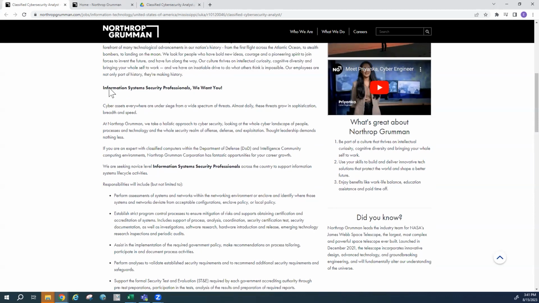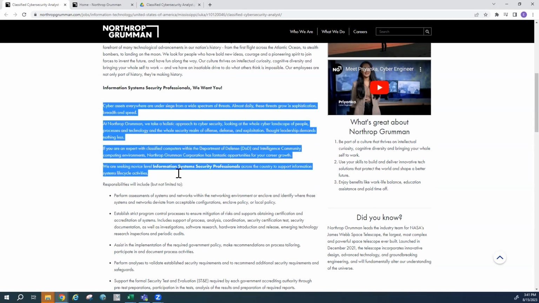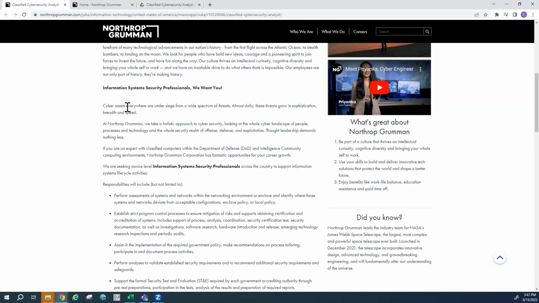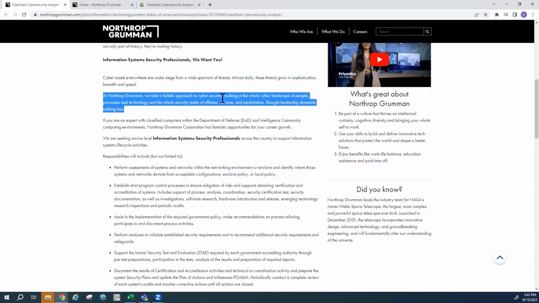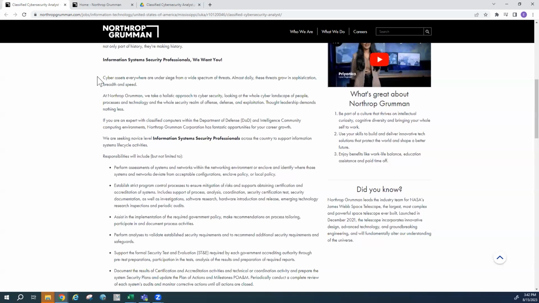Now, another one is the information system security professionals, like who they want. Now, let's take a look at this right here before we go to the responsibilities. Cyber assets are everywhere. Now, let me read that again. Cyber assets everywhere are under siege from a wide spectrum of threats. Almost daily, these threats grow in sophistication, breadth, and speed, which is very true. There's cyber threats everywhere affecting our digital assets. Okay, and it's growing rapidly. It's a $1 billion industry. Now, at Northrop Grumman, we take a holistic approach to cybersecurity, looking at the whole cyber landscape of people, process, and technology. And that is what it's all about. People, the process, and the technology. Now, you can take a look at all this as well.